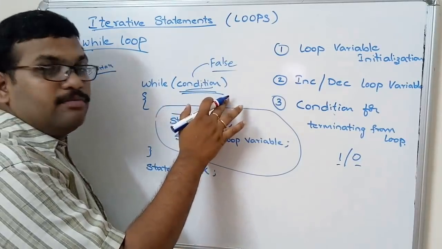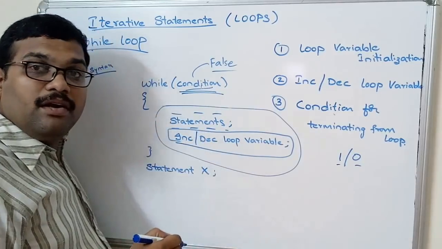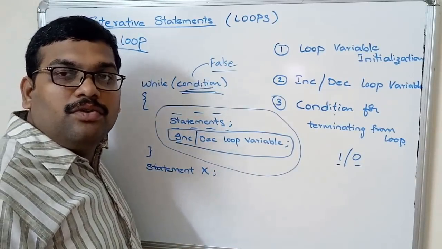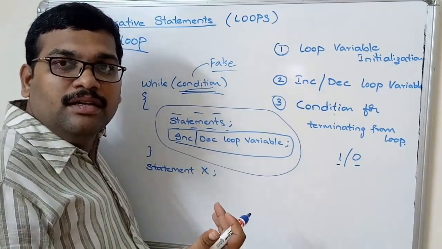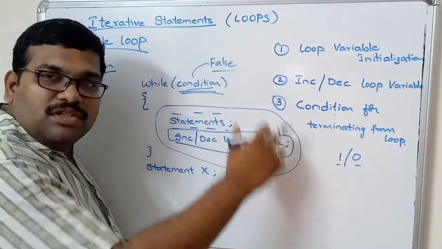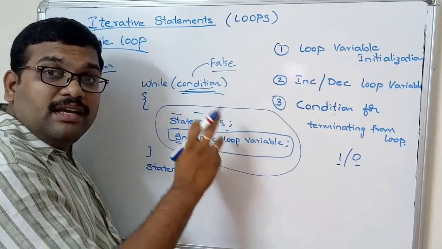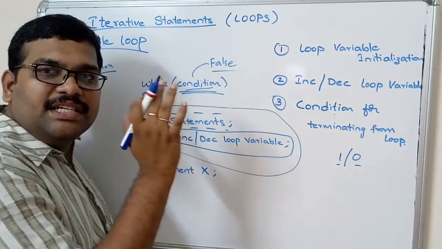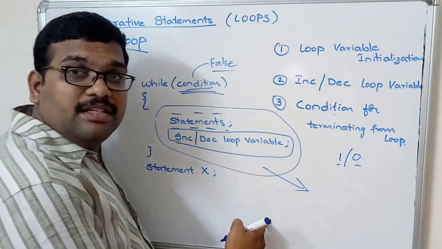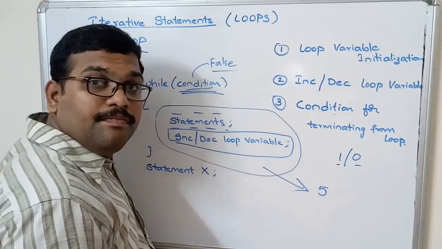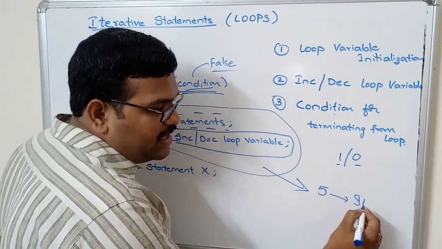So how will this condition become false? Based upon our incrementing or decrementing of the loop variable, the condition will change iteration by iteration. So the number of rounds this block of statements executes, each round we call an iteration. If this block of statements is executed 5 times, we call it 5 iterations.